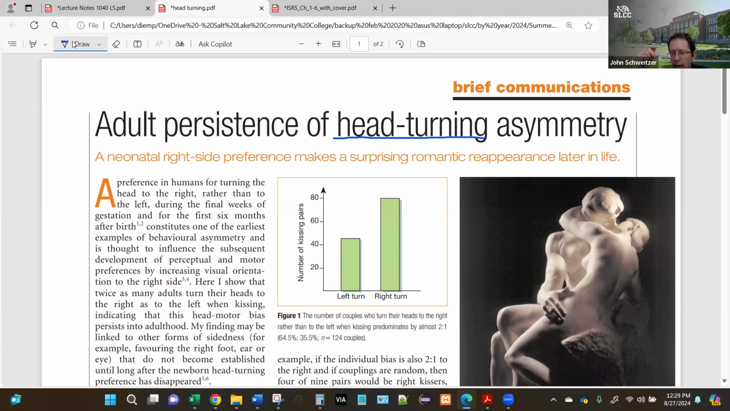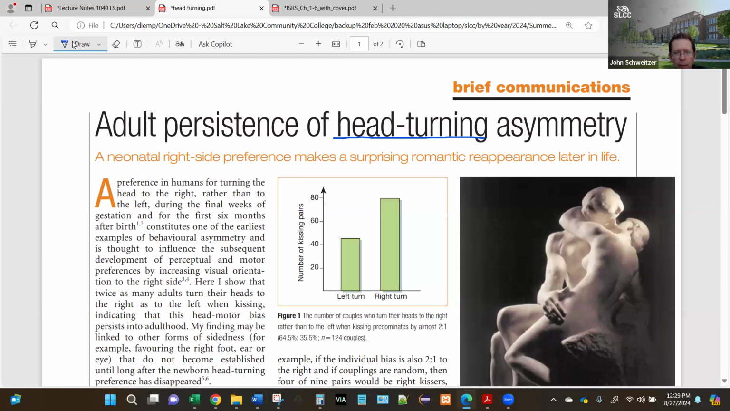He wasn't looking at this. What he was trying to figure out is if this behavioral asymmetry that's documented during gestation, during pregnancy, continues through adulthood. In other words, with adults, we know that they tend to have a preference for right-handedness. There's more right-handed people. Do people tend to turn their head to the right more than to the left if they have a choice? That's what he was trying to figure out.